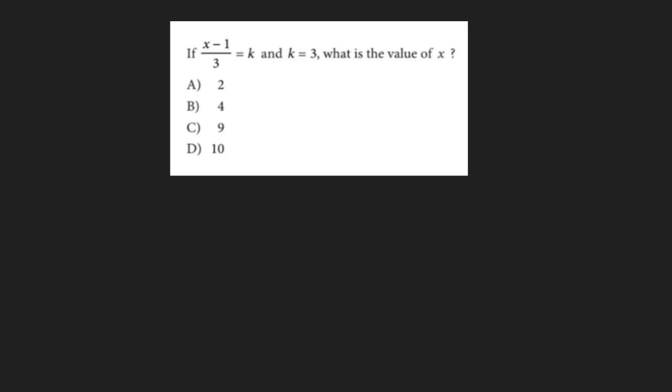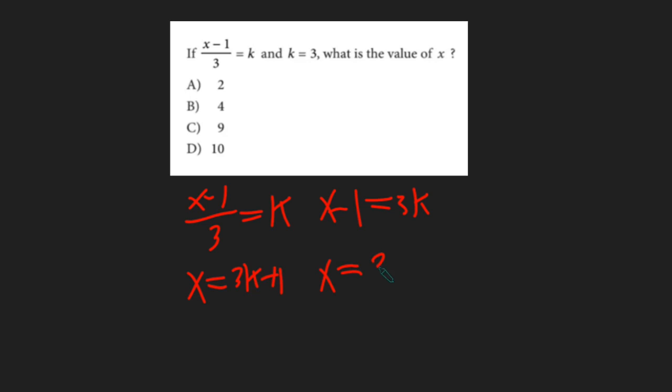First question is, if (x minus 1) all divided by 3 equals k, and k equals 3, what is the value of x? Well, this is pretty straightforward, as if we have (x minus 1) over 3 equals k, we can multiply both sides by 3 to get x minus 1 equals 3k. Then we add 1 to both sides and we get x equals 3k plus 1. Plugging in 3, we get x equals 3 times 3 plus 1. This means that the value of x is equal to 10. So we have D as our answer.